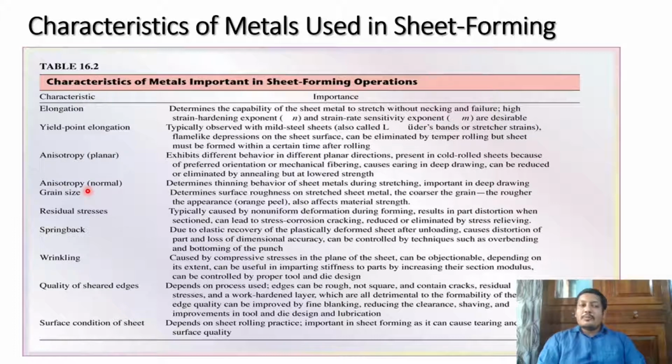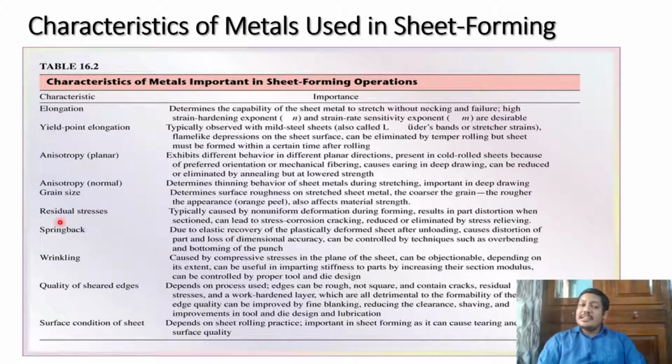Now normal anisotropy determines the thinning behavior of sheet metal during stretching, and it has to be taken care of normally in deep drawing operations. The next one you have to take into account is grain size. It determines surface roughness on stretched sheet metal. The coarser the grain, the rougher the appearance. It also affects material strength, so you have to take a sheet with proper grain size for forming.